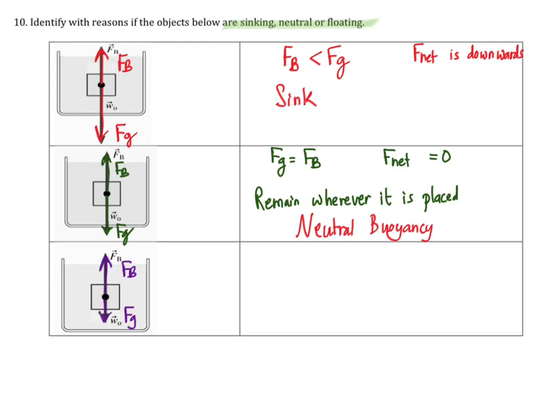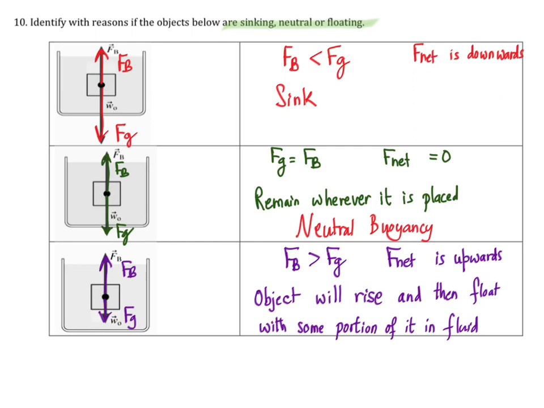In the next diagram, we can see that the gravity force is smaller than the buoyant force. And that means the net force is upwards. So the object will rise up and then start floating with some portion of it in the fluid.